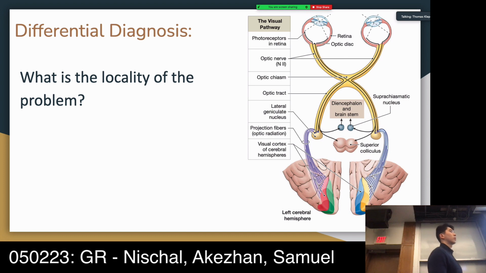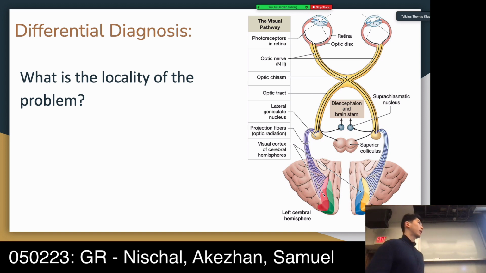In order to come up with the final diagnosis, we need to first identify the locality of the problem. There are 3 potential sites where the problem might lie. The first is the eye, the second is the optic nerve, and the last is the visual cortex of the brain, which are the 3 essential parts of the visual pathway.